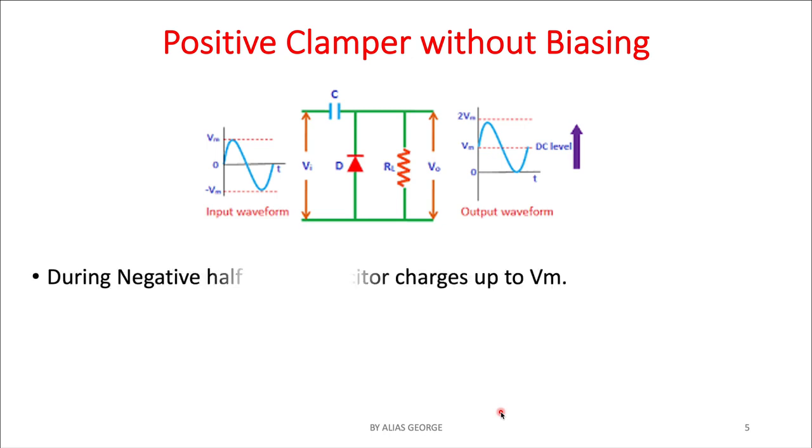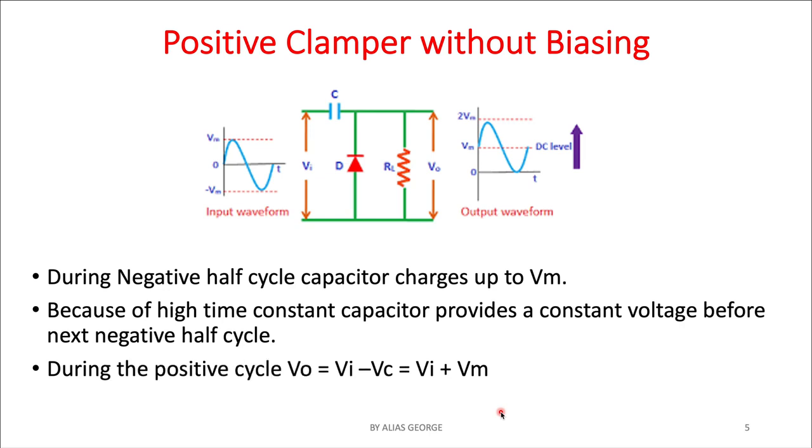And next, this is what I told. Please read it. During the negative half cycle, the capacitor charges up to Vm. Here I mentioned Vm. Actually, when we consider the sign, it is minus Vm, but the value is Vm. Because of the high time constant, the capacitor produces a constant voltage before the next negative half cycle.